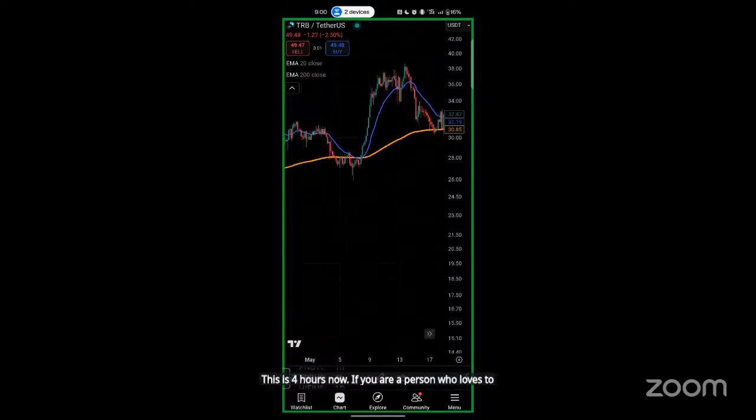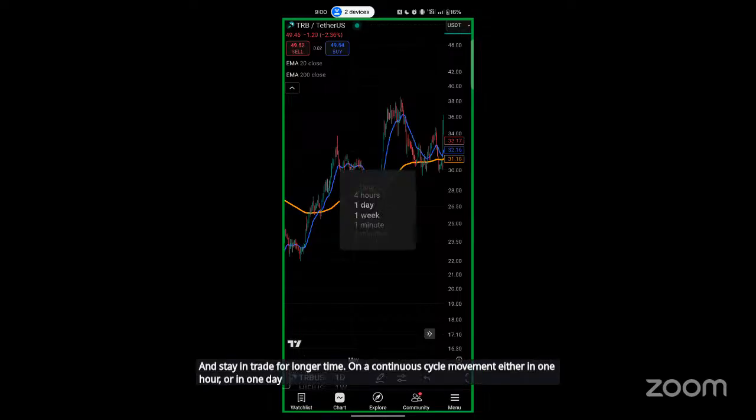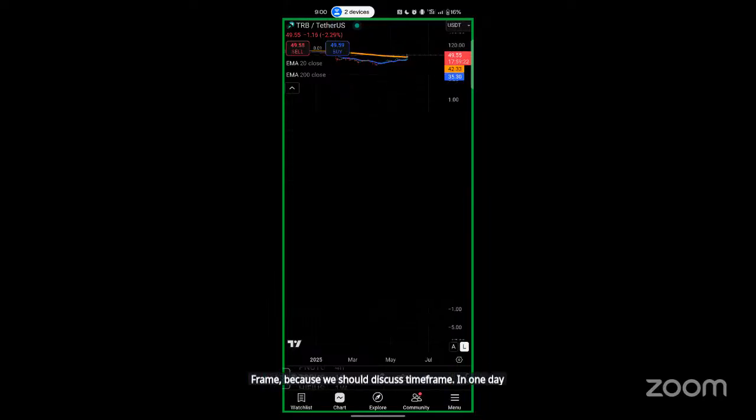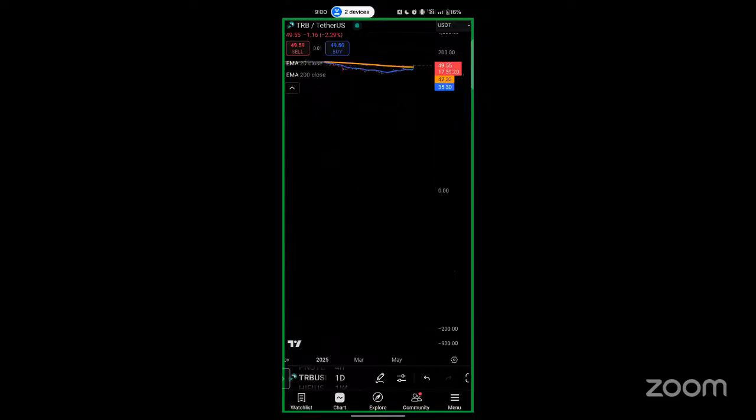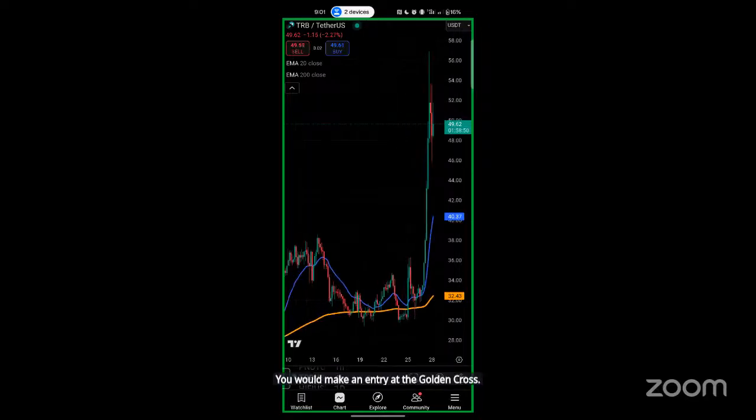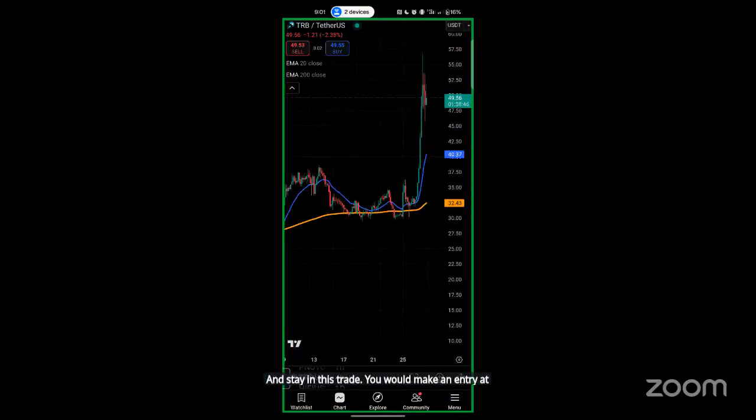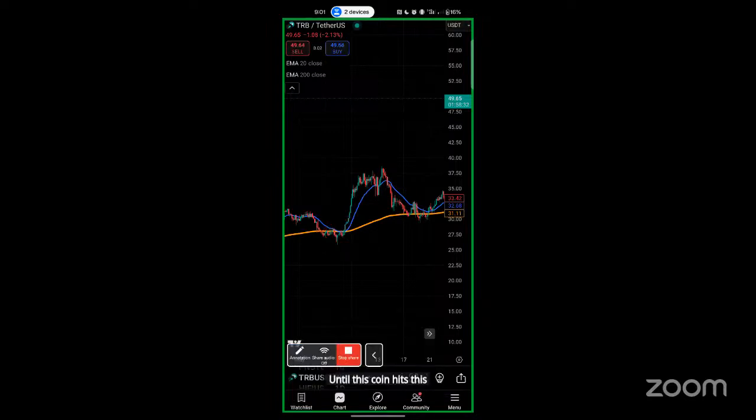If you are a person who loves to trade and stay in a trade for a longer time on a continuous cycle movement, either in 1 hour or in 1 day or any time frame, because we shall discuss time frames. In 1 day, you wouldn't make an entry. But in 4 hours or in 1 hour, you would make an entry at the golden cross and stay in this trade. You would make an entry at a golden cross, which would have been here. Then you stay in this trade until this coin hits this all-time high where it is right now.